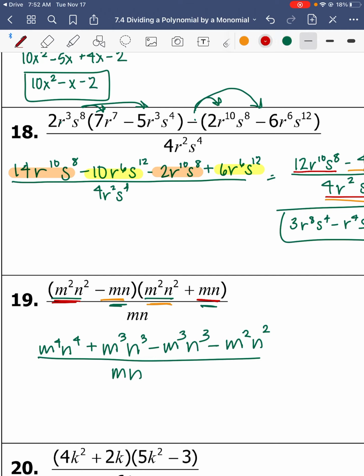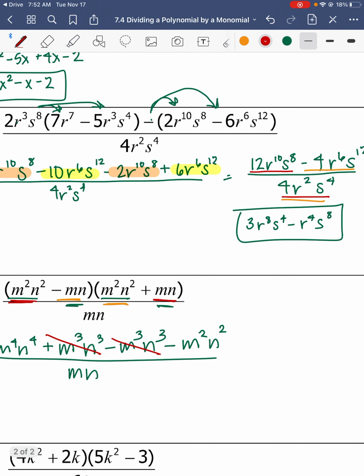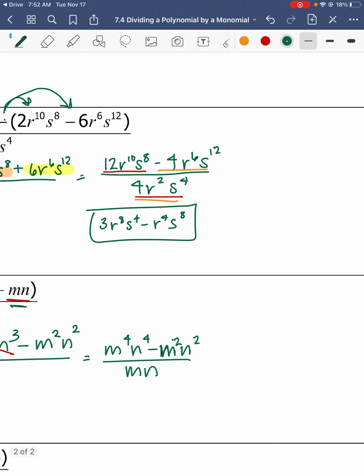Okay, so let's see if we can combine like terms here. It looks like we have in the middle a positive m^3 n^3 and a negative m^3 n^3. We add those together, they equal 0. So we can actually rewrite this as m^4 n^4 minus m^2 n^2 divided by mn.